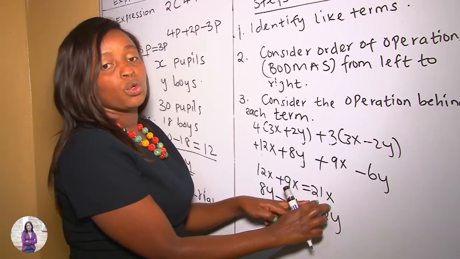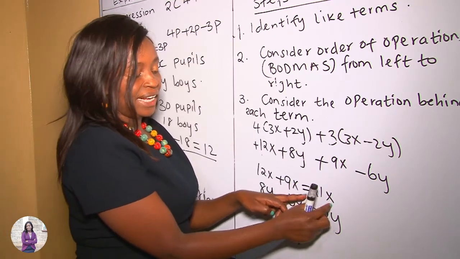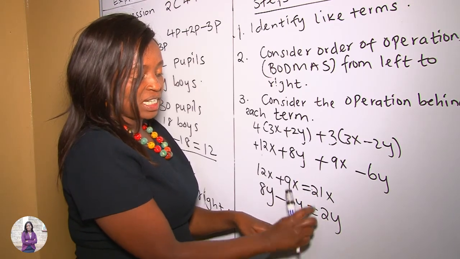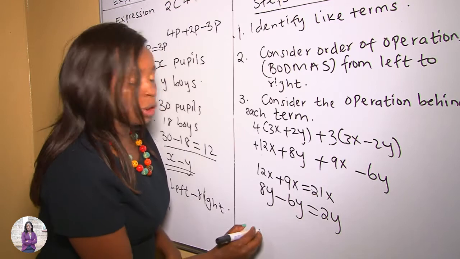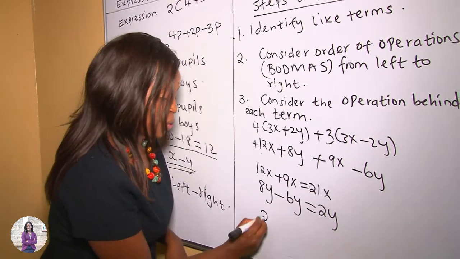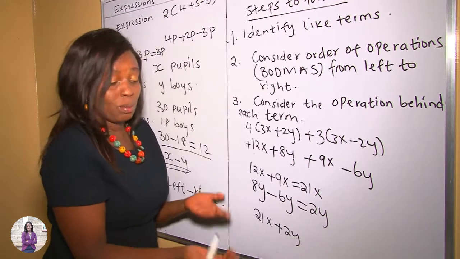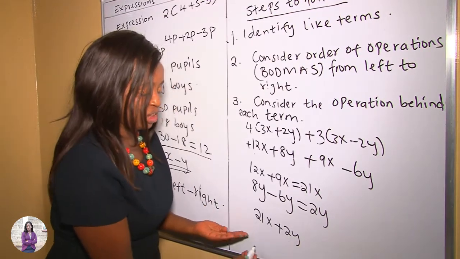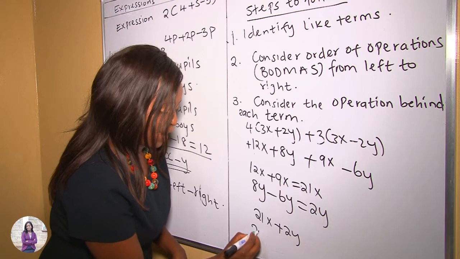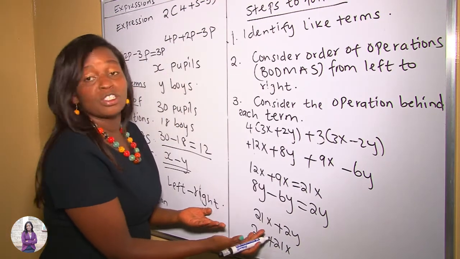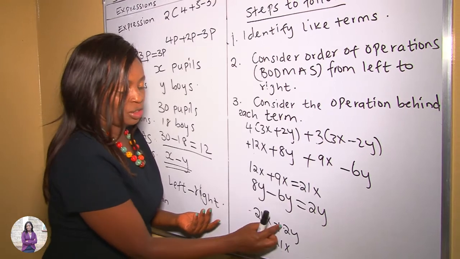Therefore, we are now supposed to combine the x and y. Because both of them are positive, as you can see, no sign here, it's going to be addition. That is 21x plus 2y. We can as well rearrange it and write it as 2y plus 21x, because all of them are positive. That is, it's addition and addition.